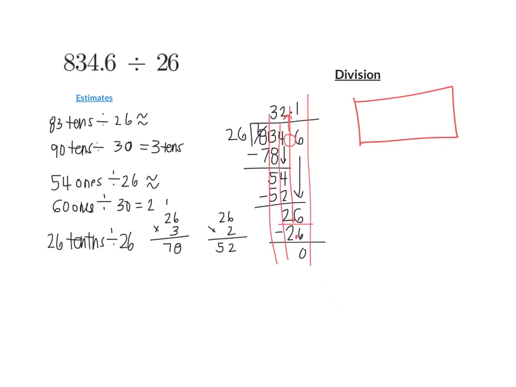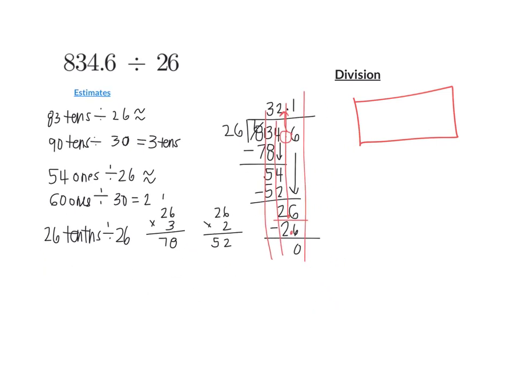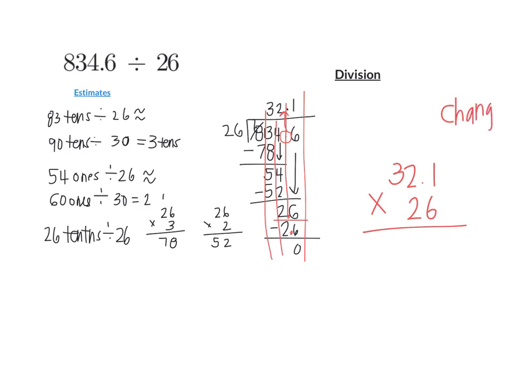How can I check? How can I check to see if that is actually correct? Ikaksh? You can do 32 and 1 tenth times the divisor, which is 26. Good. Okay, are we ready to multiply? No. What do we have to do? Change it. What would our change be? Times 10. Good. A lot of you, for some reason, always say times 100. That's not the case. We only have to times 10, right? Because that would move that there. Let's go ahead and multiply.